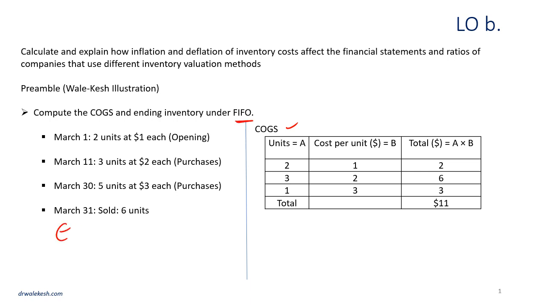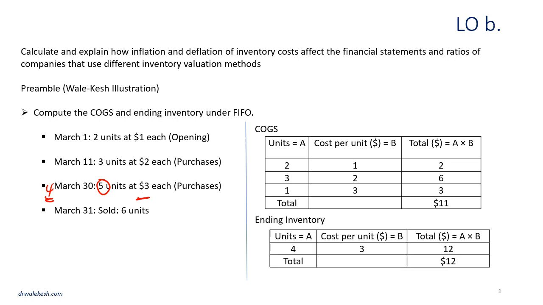Now we need to compute ending inventory. To compute ending inventory, we have 4 units left here. So that will be 4 units at $3. So that's 4 times 3, which is 12. That implies that the ending inventory will be $12.